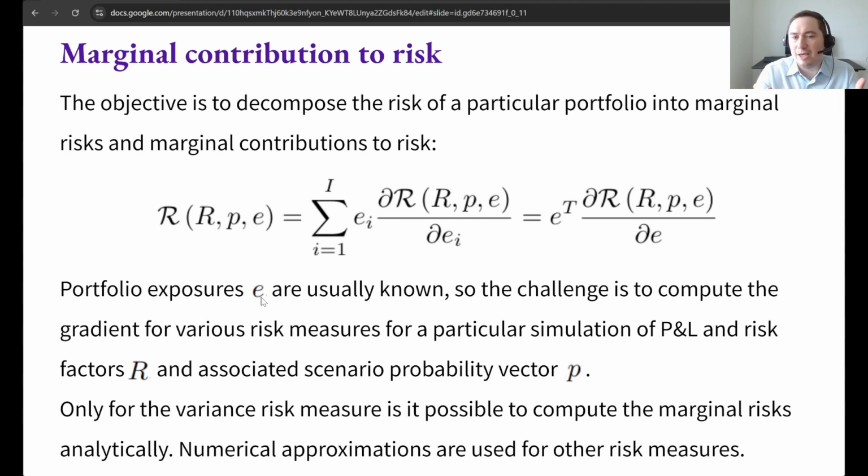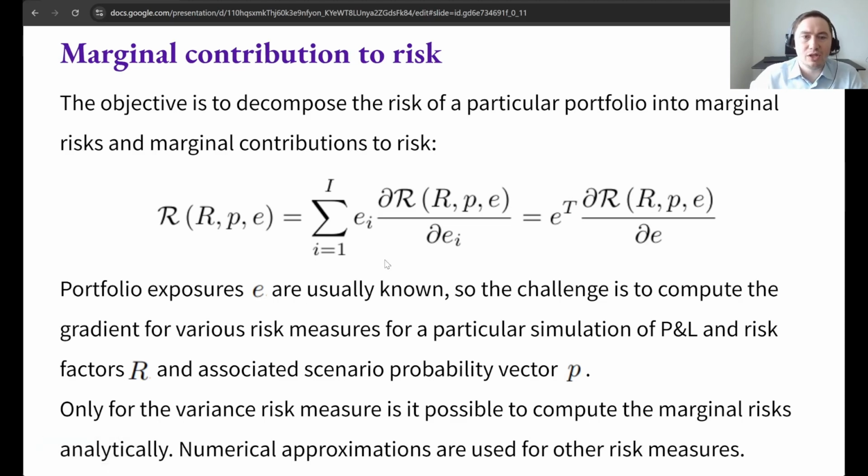For something like the variance, this is very easy. You just use the covariance matrix. But for CVaR and other risk measures, with fully general distributions, it becomes a bit harder. But in the worst case, we can always compute it numerically if we don't have closed form solutions.